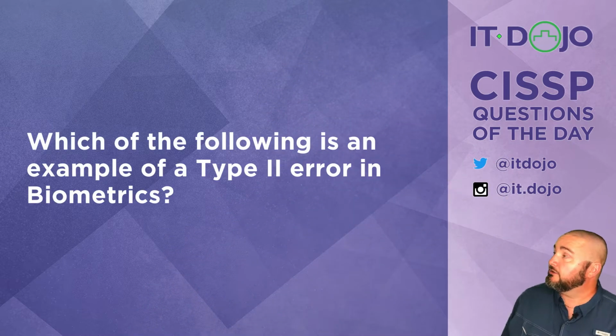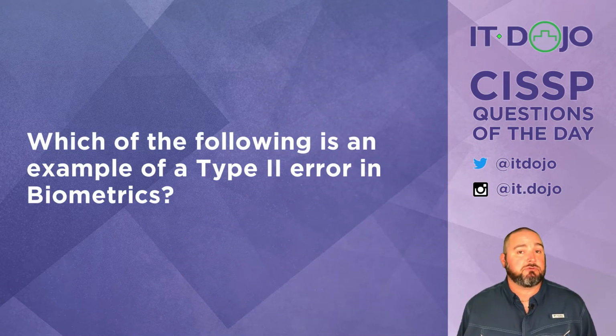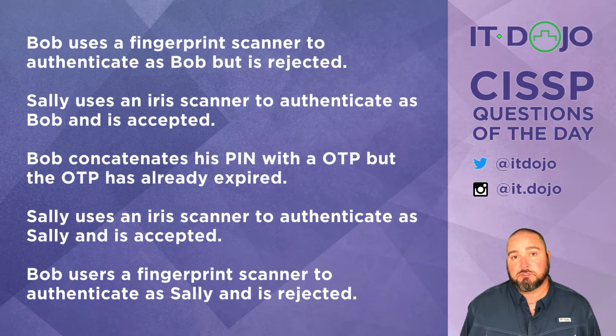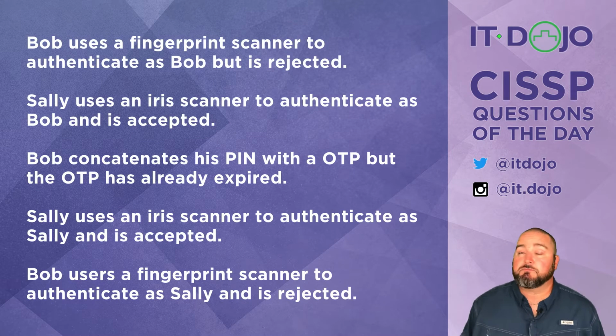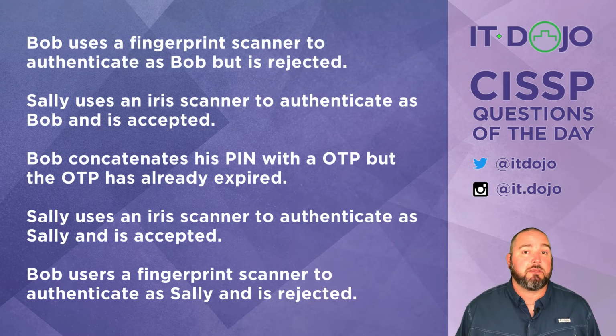My name's Colin Weaver. These are the IT Dojo CISSP questions of the day, where every single day I come at you with 2 new questions to help you continue to prep for your CISSP exam. So, here comes question number 1. Which of the following is an example of a type 2 error in biometrics? There are your answer choices. Click on pause, give those a read. When you're ready, click play, and we can talk it through.